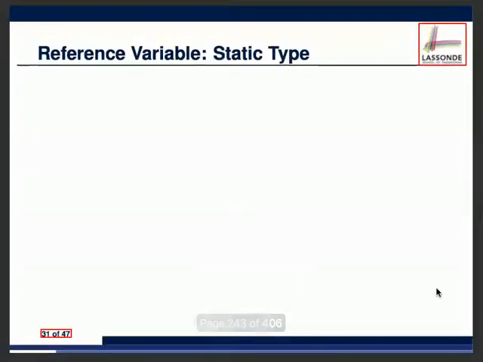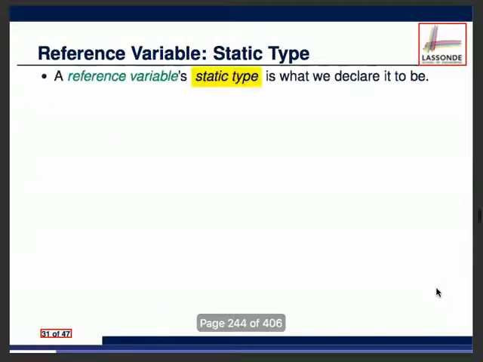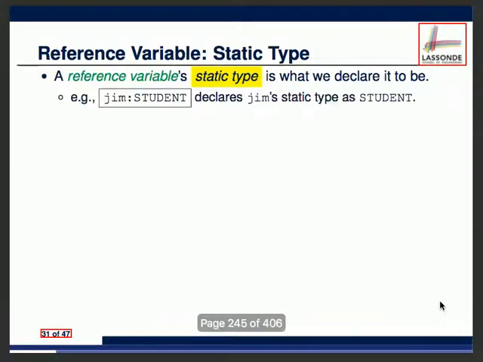Now, let's again clarify static type and dynamic type. This will be more formal. A reference variable's static type is what we declare that to be. For example, if you say Jim colon students, that means Jim is of static type students, never changes, never ever.